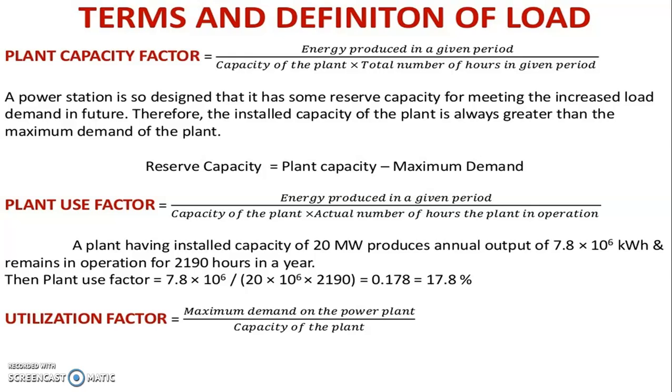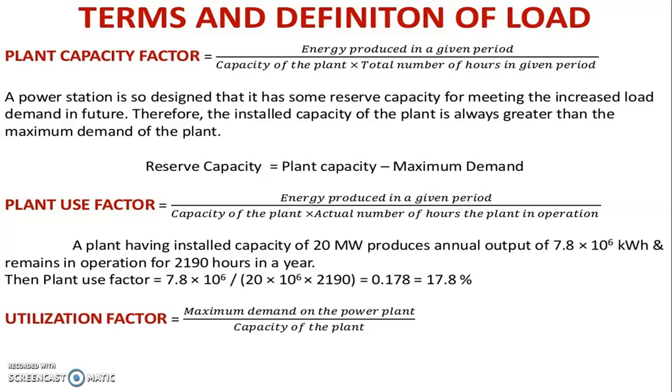So reserve capacity is the difference between plant capacity and maximum demand. Next one is plant use factor, the ratio between energy produced in a given period to the capacity of the plant into the actual number of hours the plant is in operation.